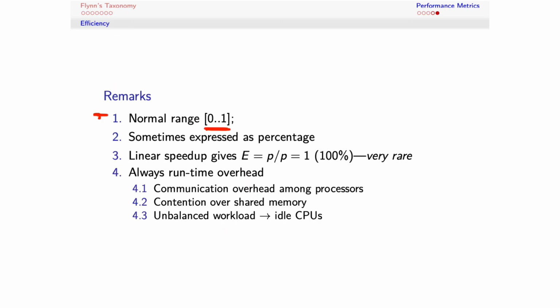Because its range is 0 to 1, it's sometimes expressed as a percentage. When I ask you to do analysis, I'll stick with the 0 to 1 range, but it's really common to talk about 80% efficiency. It really just means a big E of 0.8. As I mentioned already, linear speed up gives us P over P for the calculation, which is 1 or 100%. And because this is dependent on having linear speed up, the efficiency being 100% or being 1.0 is also quite rare. And this is kind of why that's the case.